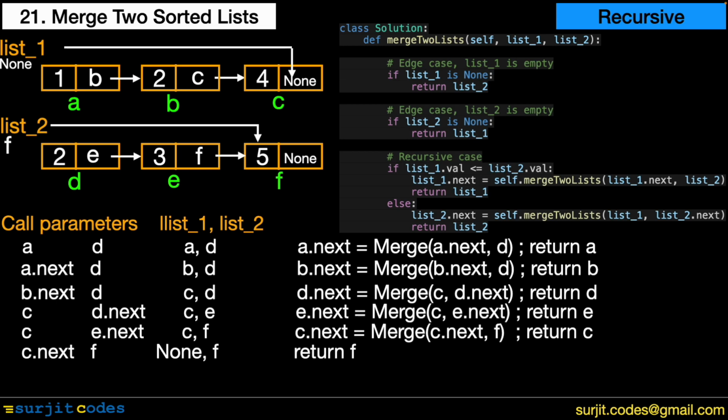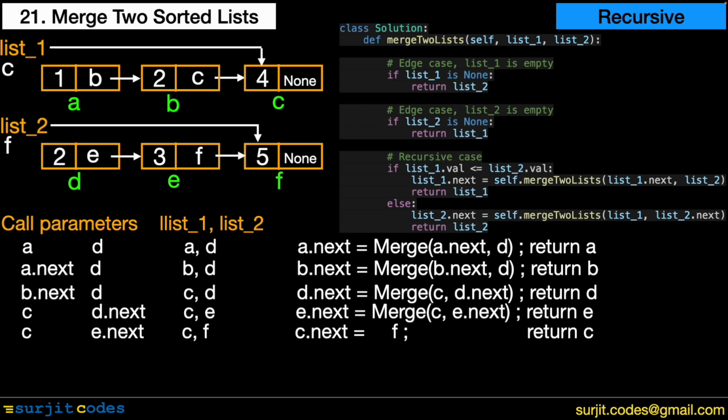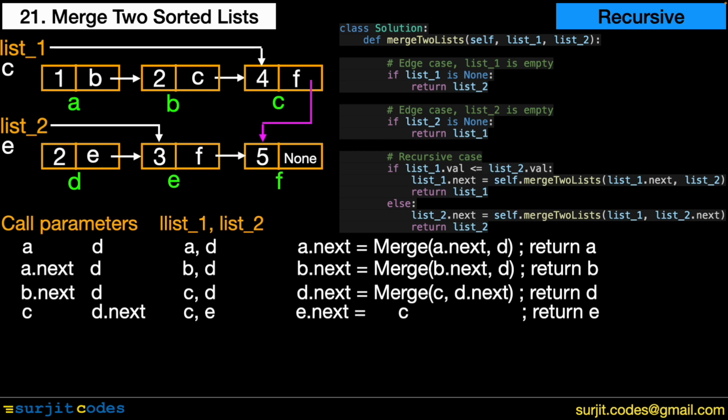The next call parameters are None and F. This is an edge case that returns F without recursion. The previous call receives this F, so C next value, which is None, is replaced with F, which is pictorially shown as this. Now this returns C, which is received by its previous call.